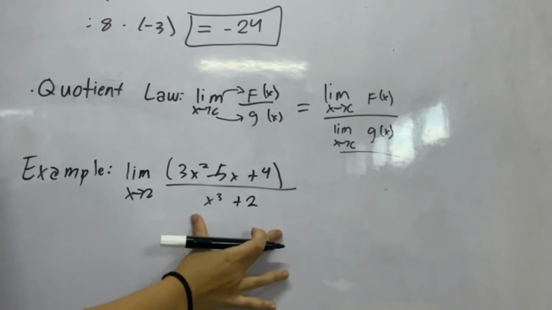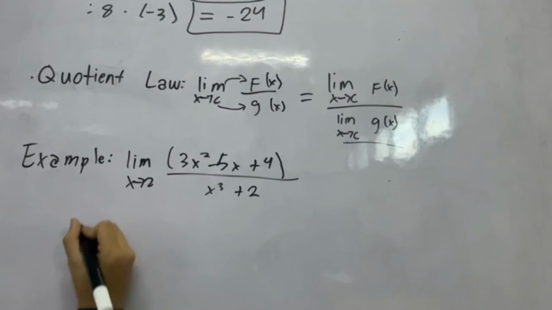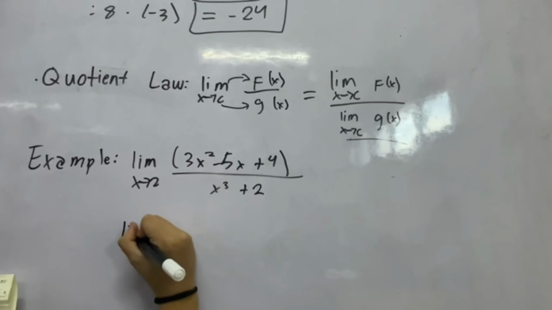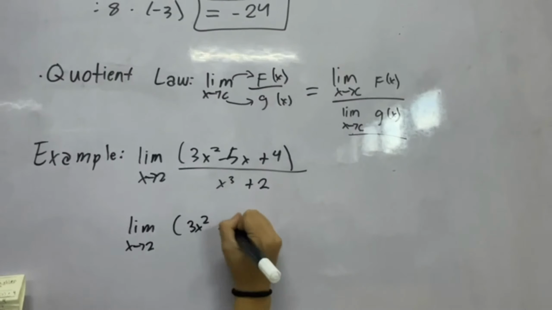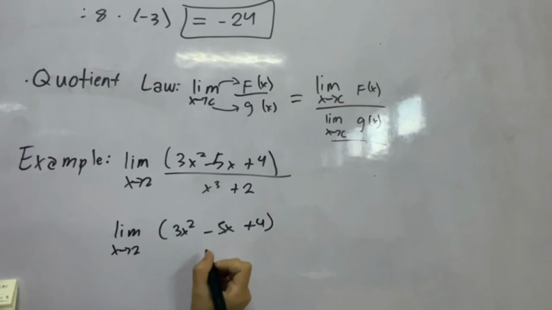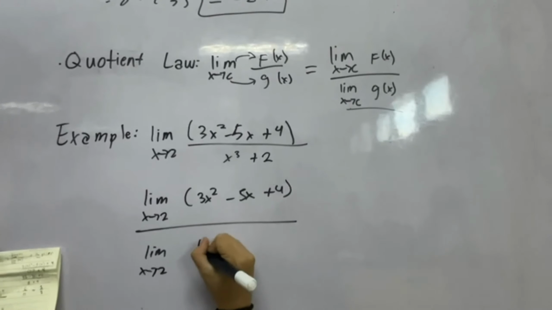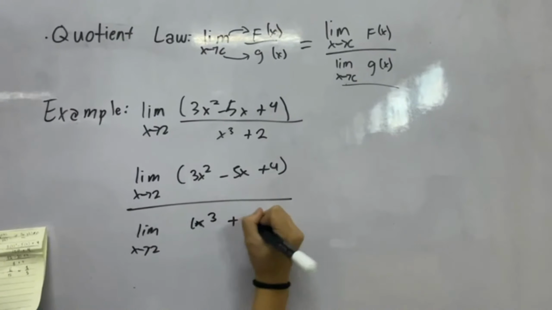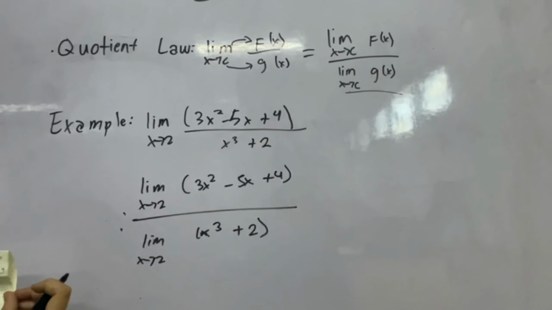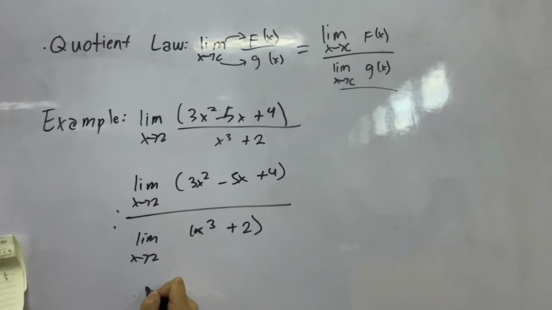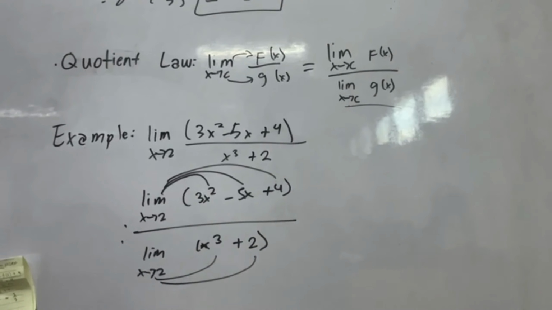We simply apply the quotient law, in which we distribute the limit into both numerator and denominator. That would be the limit of 3x squared minus 5x plus 4 as x approaches 2 over the limit of x cubed plus 2 as x is approaching 2. The next step would be distributing the limit into each term, which is discussed earlier in the sum and difference law. You just distribute the limit into each term, both in the denominator and the numerator.